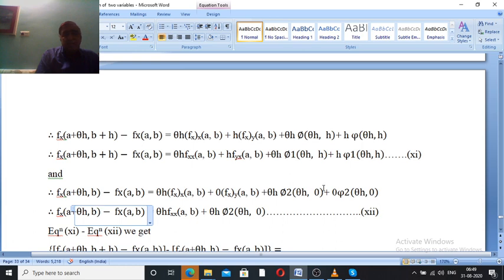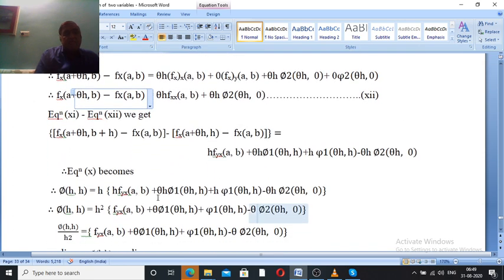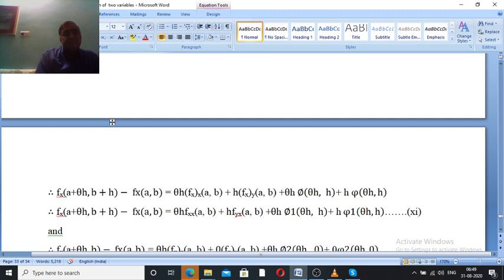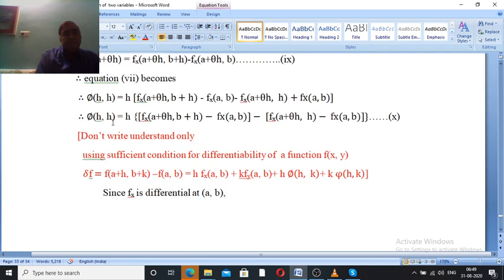Therefore, this expression and this expression both are zeros. Therefore, f_x(a+θh, b) minus f_x(a,b) is equal to θh f_xx at point (a,b) plus θh φ2(θh, 0). Suppose this is equation 12. Equation 11 minus equation 12 means this total difference.